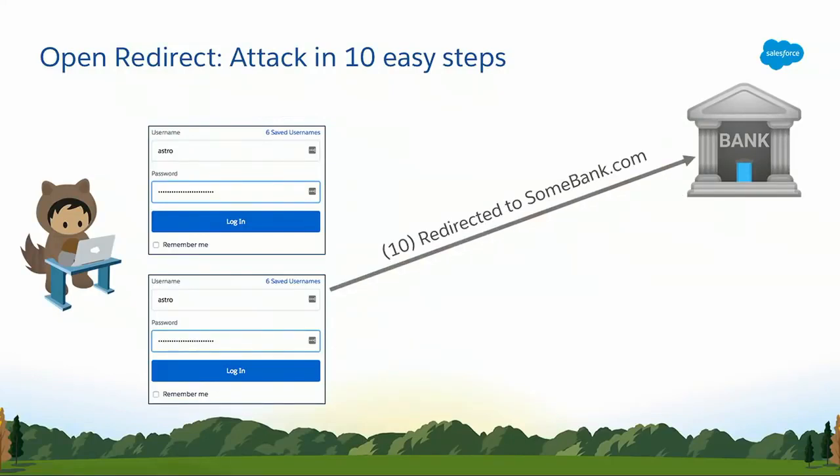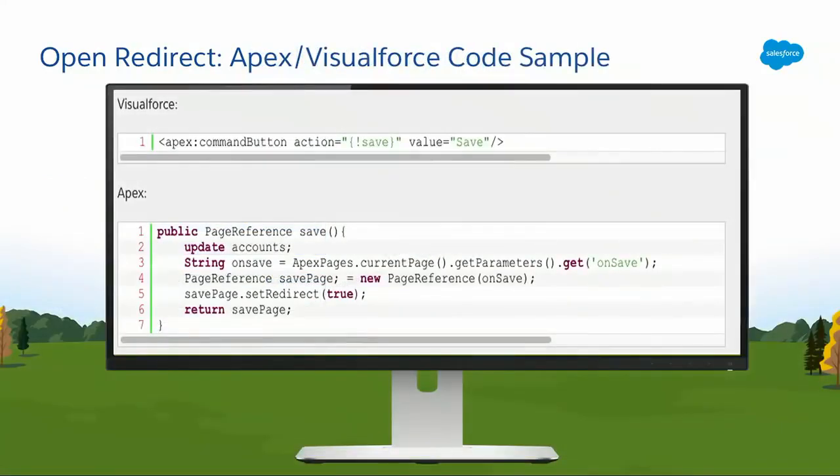Now, because you already logged in, and you have a cookie that was given to you by this bank, or Cody does, he's going to just log right in. And it's going to look seamless from the victim's perspective. All right, so that's redirection in 10 easy steps.